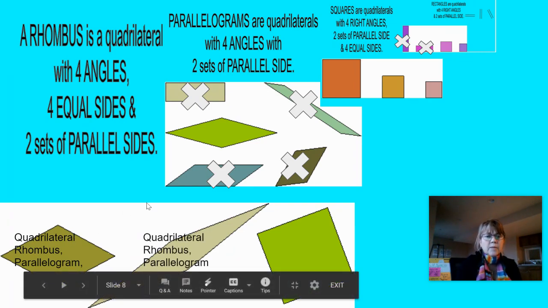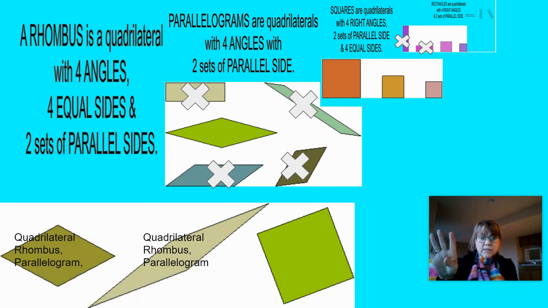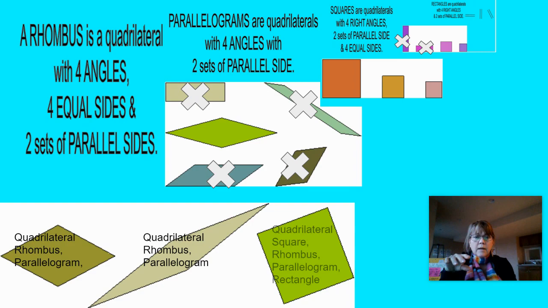This shape here, it definitely has 4 sides, so it's a quadrilateral. It's definitely a rhombus. All the sides measure the same, and I did measure them. And it is a parallelogram. And this one here looks like a square. It is a quadrilateral. It is a rhombus. It is a parallelogram, and it is a rectangle. Looks like square can be everybody's buddy, doesn't it? Let's find out.